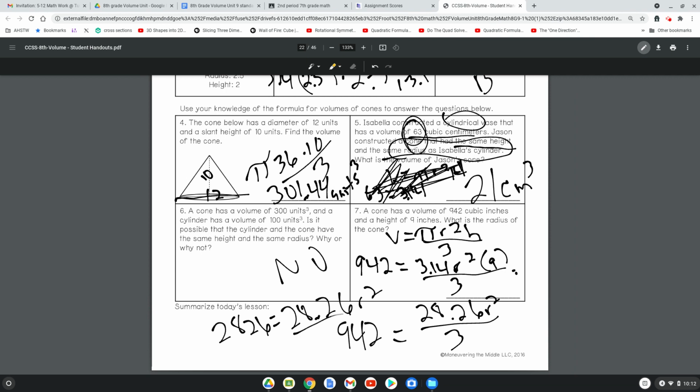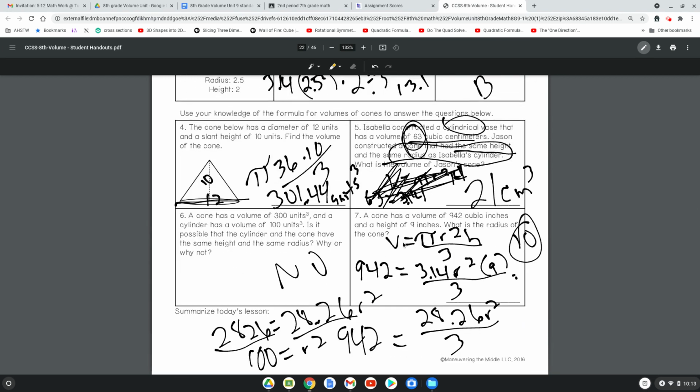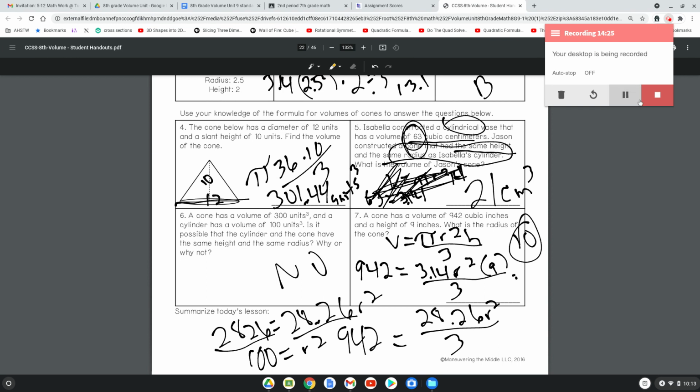And then we're going to divide each side by that number, 28.26. And that gives us 100 equals r squared. And then we take the square root. So what is the radius of the cone? It is 10. That is why writing the formula helps you when you are solving for something besides just the volume. Okay, so you definitely need to practice on the homework.